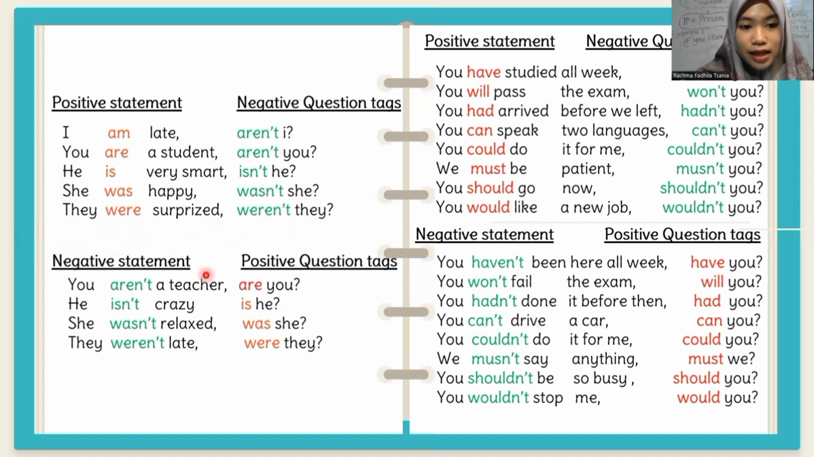Next, negative statement followed by positive question tag. You aren't a teacher, are you? He isn't crazy, is he? She wasn't relaxed, was she? They weren't late, were they? Here's a positive statement followed by negative question tag. You have studied all week, haven't you?